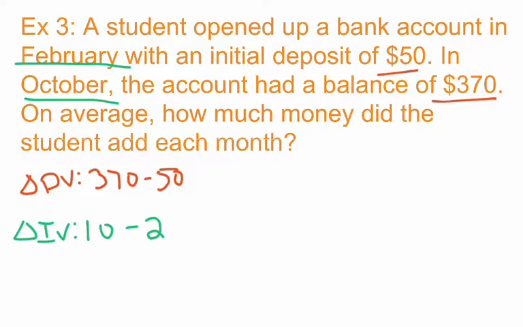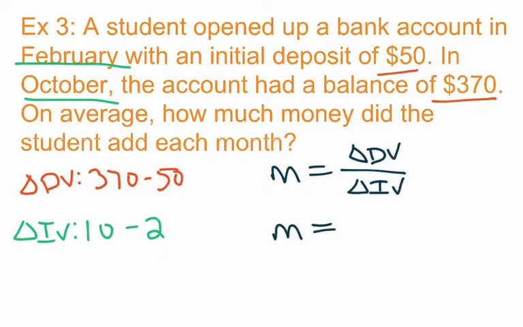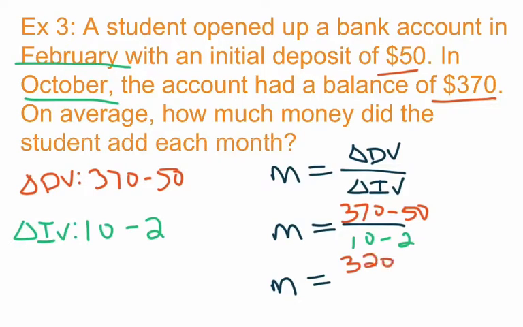So we go ahead, m is equal to delta DV over delta IV. So m is going to be equal to 370 minus 50 in the numerator, and then 10 minus 2 in the denominator. When we do our math, we see that m is going to be equal to 370 minus 50 is going to give us 320. And 10 minus 2 is going to give us 8.